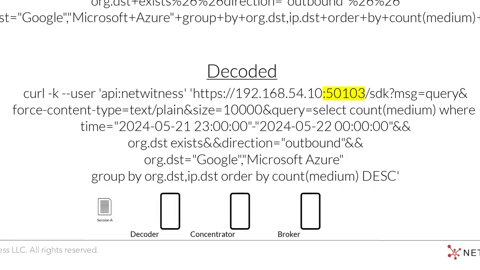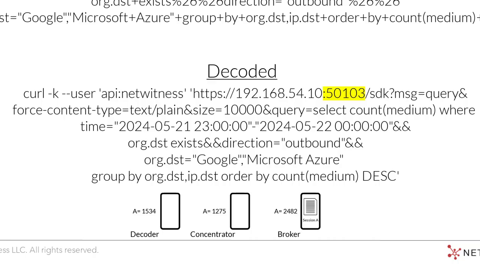One exception is when you are querying based on session IDs, which are unique to each device. In other words, when a session enters a decoder, the decoder tracks it with its own ID. When a concentrator aggregates that session, it tracks that with a different ID. And when the broker aggregates sessions, it again tracks those with a unique ID.